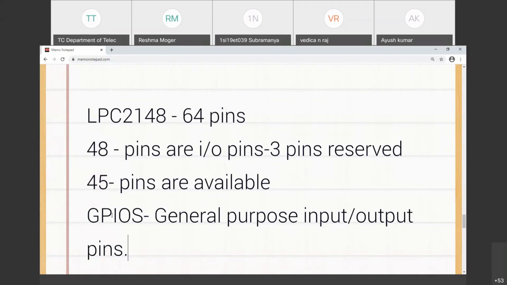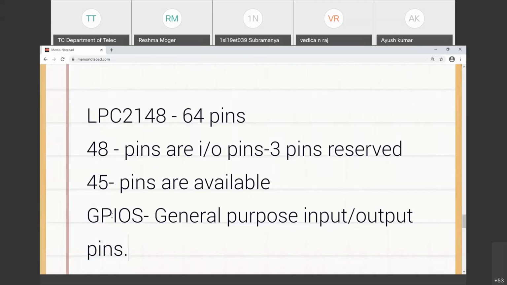It means they are doing some general purpose inputting, general purpose outputting. It means either I want to make them as inputs or I want to make them as outputs. When I say I want to make them as input, it means they are ready to receive the input. Then only I'll call it as input pins. When I call the pins as input pins, they are ready to receive the input. When I say I'll call them as output pins, they are ready to give the output.